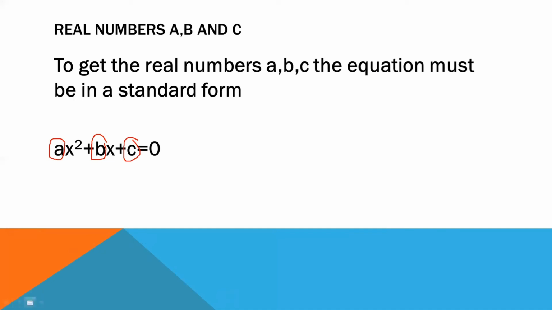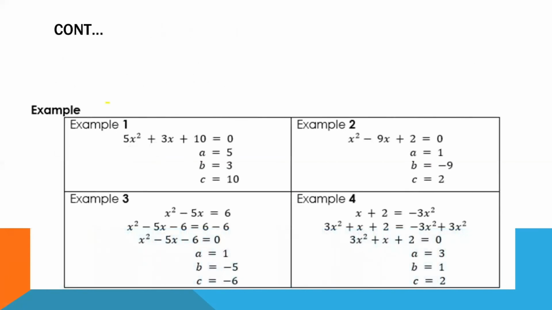Now, let's try to identify the real numbers. For example, I have here the equation 5x squared plus 3x plus 10 is equal to 0. Where did I get the real number A, which is 5? Our A comes from the quadratic term. Whatever the coefficient of the quadratic term is, that is our real number A. So, this is the coefficient of our quadratic term. Therefore, this is the real number A.